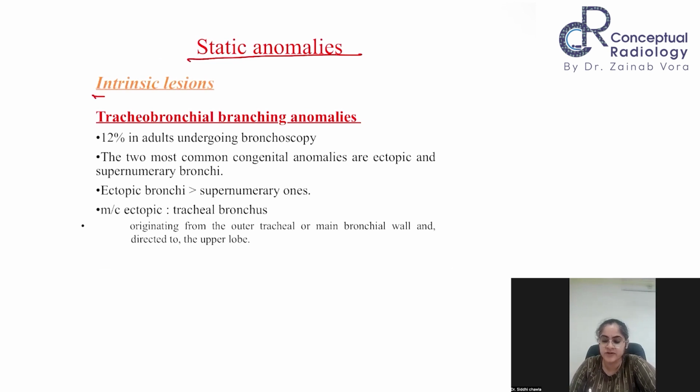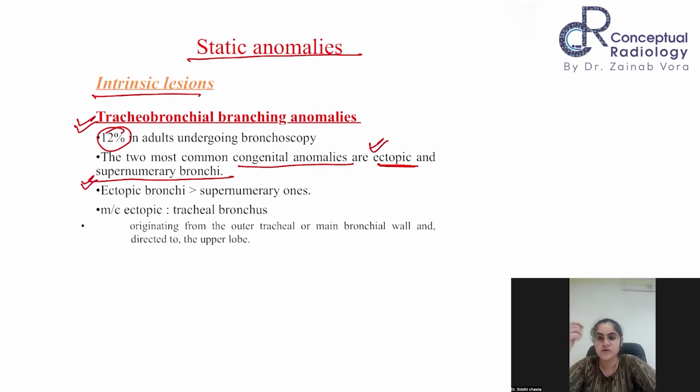Among the static anomalies, we'll first discuss the intrinsic lesions. Coming to the tracheobronchial branching anomalies, they are seen in 12% of adults undergoing bronchoscopy. The two most common causes of congenital anomalies are the ectopic as well as the supernumerary bronchi. Ectopic, as we understand, is the ectopic location of a particular bronchus, whereas supernumerary means that in addition to the normal number of bronchi, we have an additional bronchus. You should understand that in the ectopic bronchus, there might be non-visualization or absence of the normally located bronchi. Ectopic bronchi are more common than the supernumerary ones.